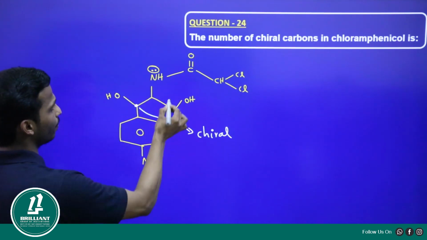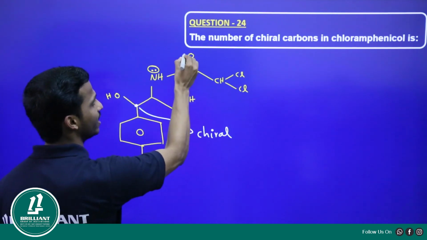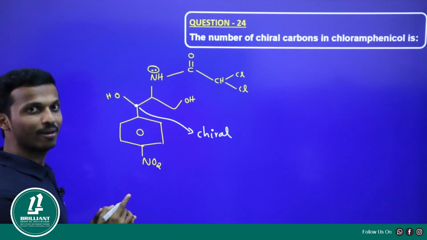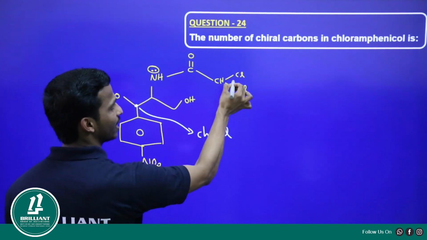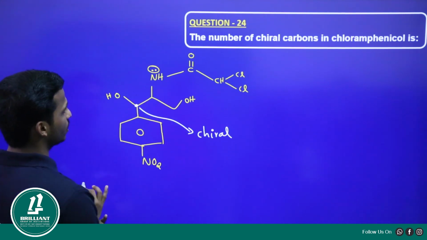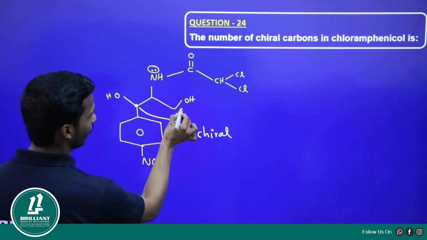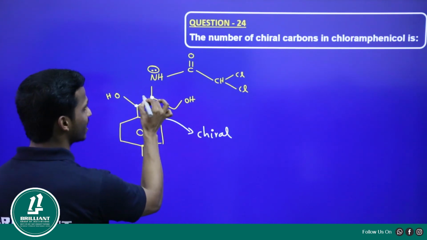Any other chiral carbon? This carbon is definitely not chiral, because two valencies are satisfied with the same element, so it is achiral. What about this carbon? Its two valencies are satisfied with the same element, chlorine, so it is also achiral. And which is the remaining carbon? This carbon has two hydrogens, right? That is also achiral. But what about this carbon?